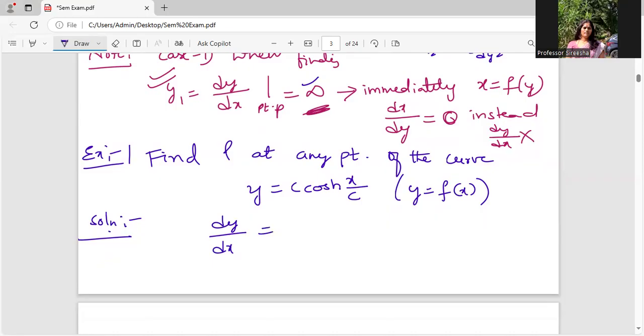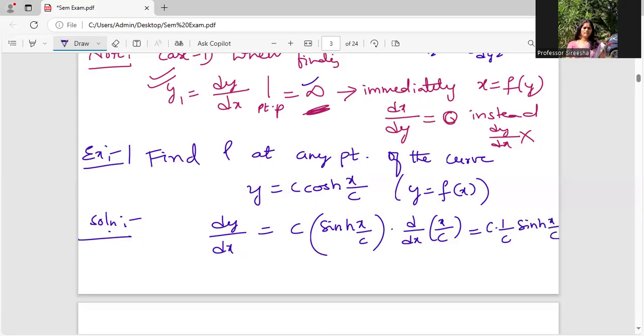Dy by dx, I'll be trying to find out cos hx derivative. As all of you know, cos hx derivative is sin h x, and sin hx derivative would be cos h x. Hyperbolic functions sin h and cos h will never go negative. So sin h x by c. Now, there's an x by c term as well, and I am differentiating with respect to x, so I should be differentiating x by c as well. Its derivative is 1 by c. So c into 1 by c, sin h x by c is what I will get.